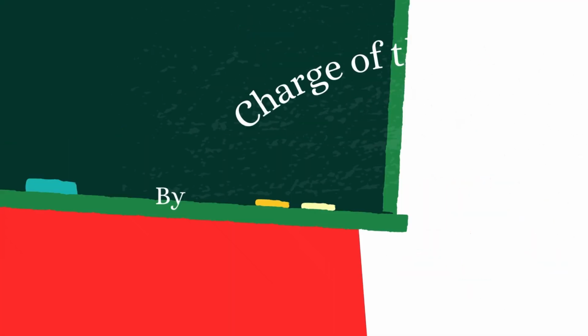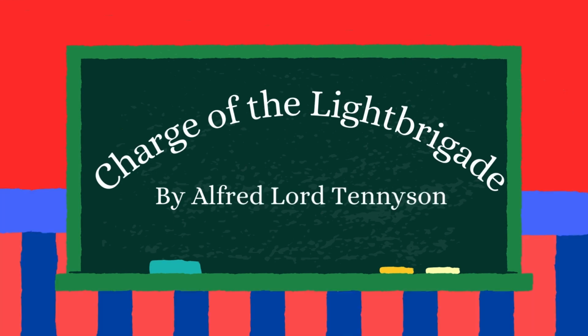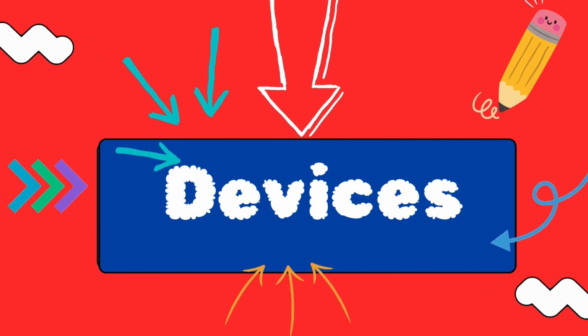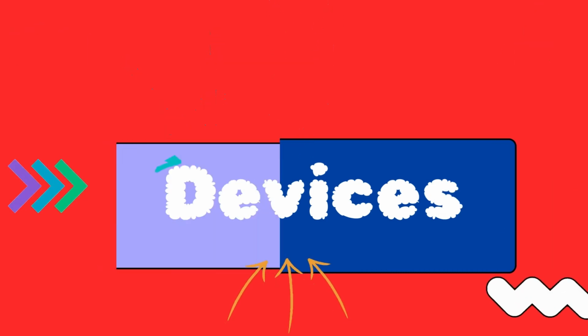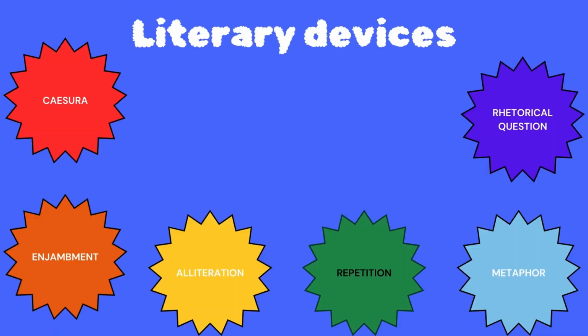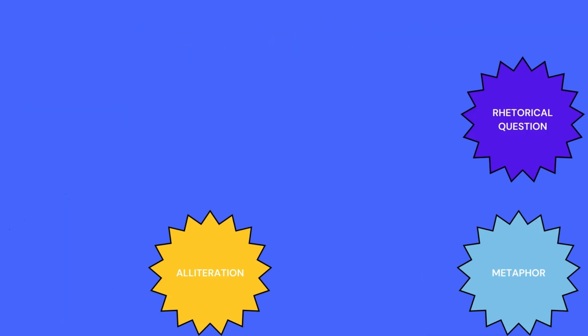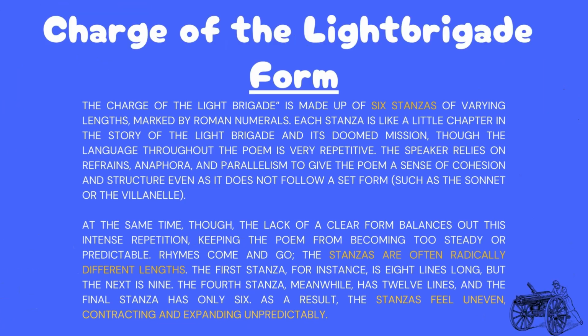Today we are looking at literary devices used in the poem Charge of the Light Brigade. Literary devices are techniques used by writers to express ideas, highlight important themes, and add emphasis.